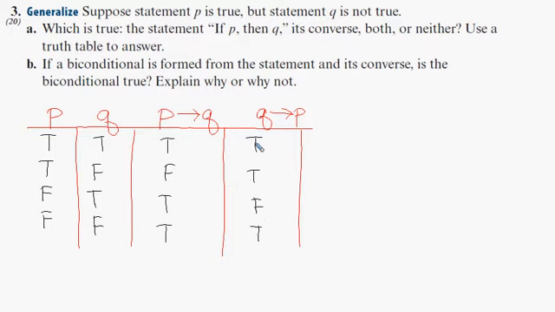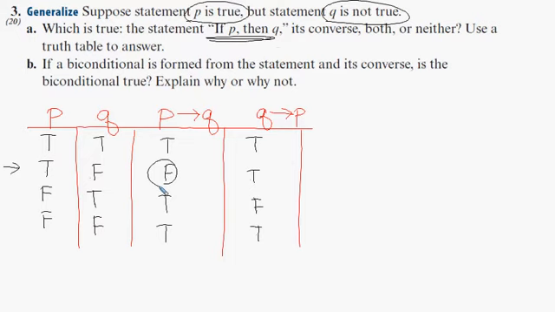Okay, so which is true? The statement if P then Q, its converse, both, or neither. So let's start out with this. P is true and Q is not true. That's what we've been given. So P is true, Q is not true. So automatically we're directed to look at this row right here. So in a case like this, look at this if P then Q, right? Okay, so that one is false, all right?